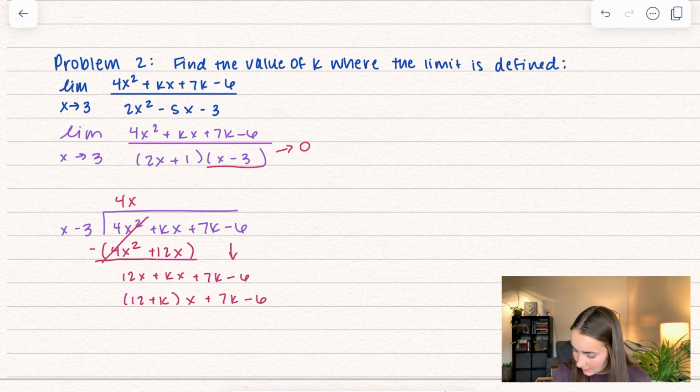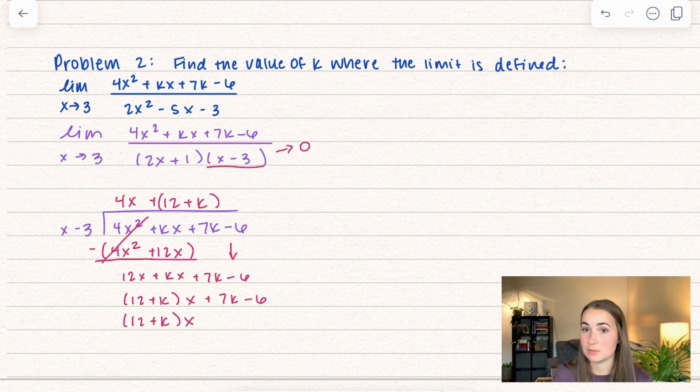So now I need another term that I'm going to write right here that multiplies by x minus 3 in order to get 12 plus kx. And this term is actually just going to be plus 12 plus k. It's going to be that whole term. So when I multiply that through, I get 12 plus kx, which is what we're looking for.